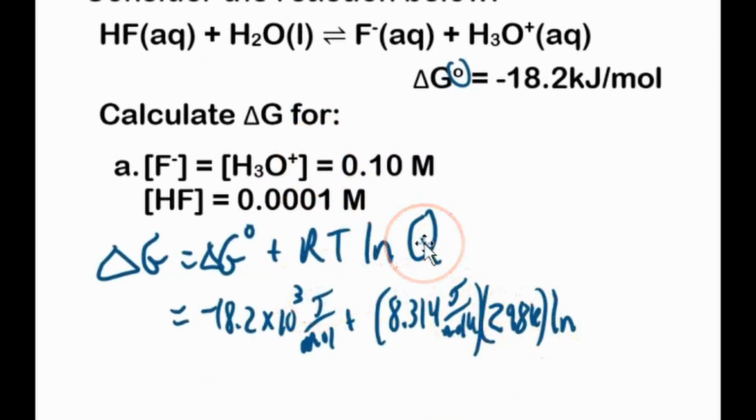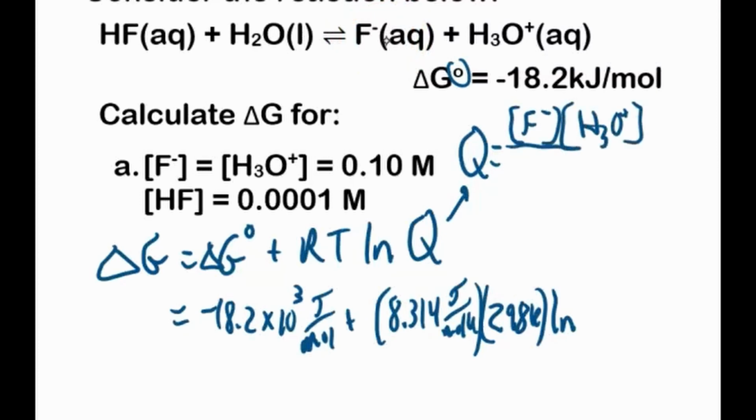Now, Q is products over reactants. So it's the concentrations of the products divided by the concentrations of the reactants: the concentration of F minus times the concentration of H3O plus over the concentration of HF. Water is a pure liquid, so we don't include pure liquids and solids in the equation. If there was a 2 here, then this would be squared. We just take the stoichiometric coefficient and it becomes a power.